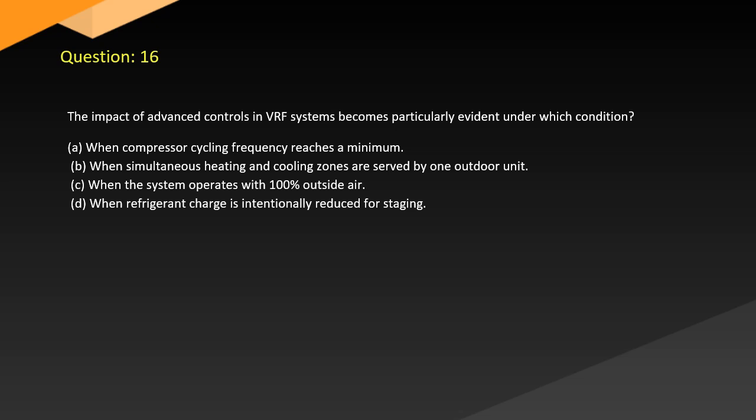Question 16. The impact of advanced controls in ERF systems becomes particularly evident under which condition? A. When compressor cycling frequency reaches a minimum. B. When simultaneous heating and cooling zones are served by one outdoor unit. C. When the system operates with 100% outside air. D. When refrigerant charge is intentionally reduced for staging.